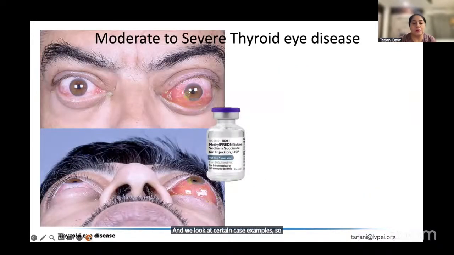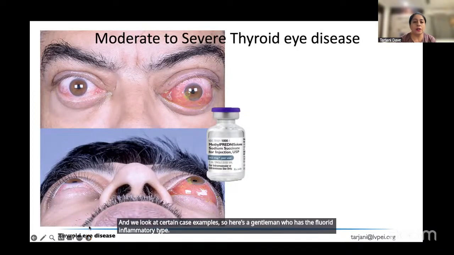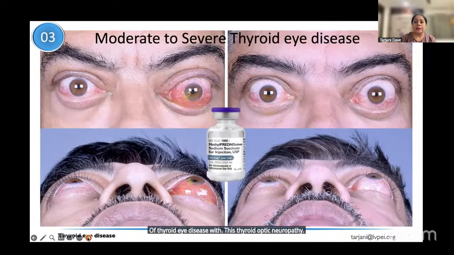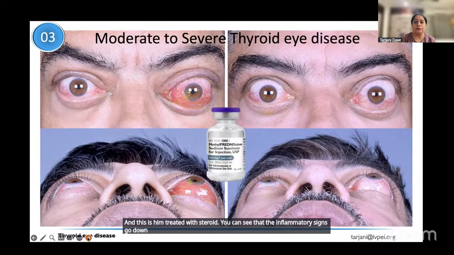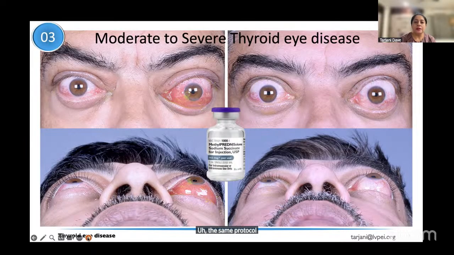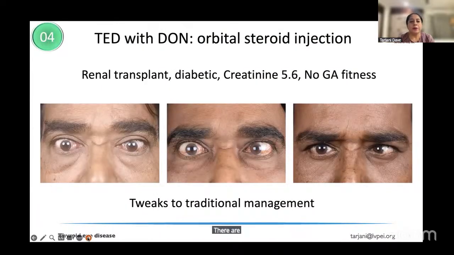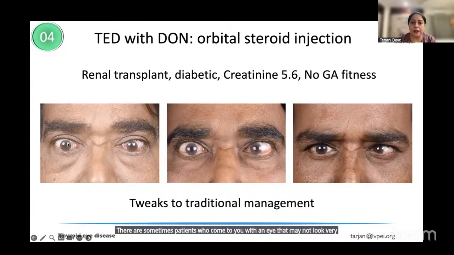So here's a gentleman who has the florid inflammatory type of thyroid eye disease with dysthyroid optic neuropathy. And this is him treated with steroid. You can see that the inflammatory signs go down. The vision may improve at this stage. And if it does, you follow this patient up with the same protocol after a week and then tapering oral steroids.